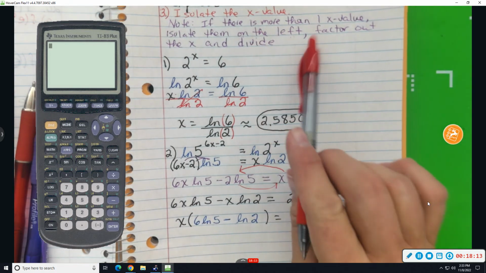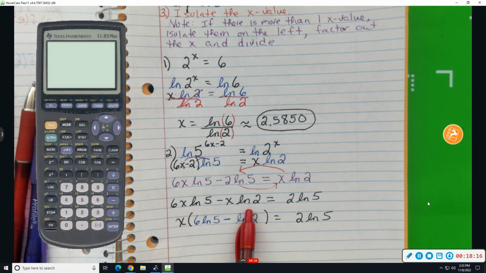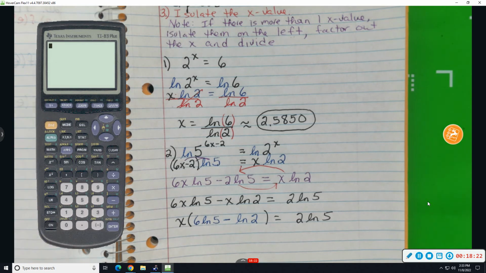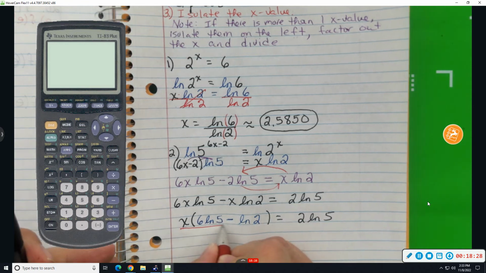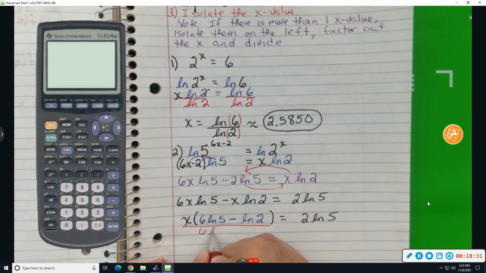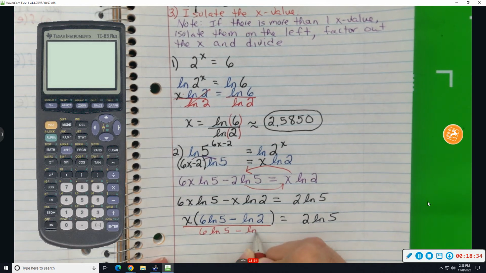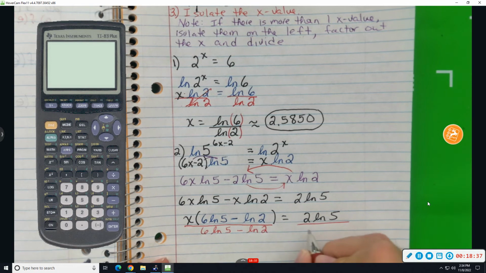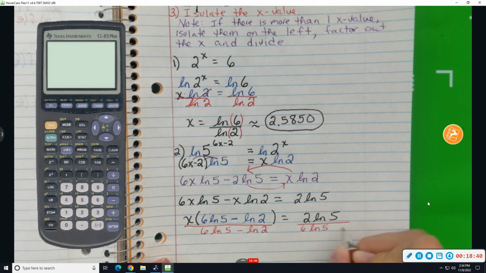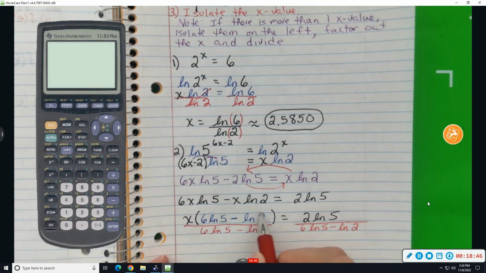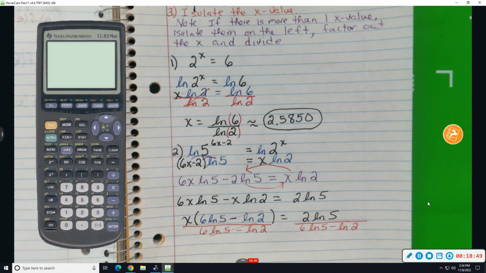So if there's more than one x value, isolate them on the left. I've done that. Factor out the x's. I've done that. The last thing to get the x by itself, divide. Just go divided by all of that. 6 ln 5 minus ln 2, divided by 6 ln 5 minus ln 2. Now the x is by itself, and you have something you've got to punch into your calculator.